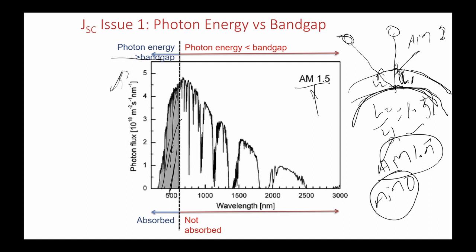AM0 is outside the atmosphere at this point. Outside the atmosphere is AM0, which can be used for the satellites which are outside the atmosphere. Now, this is the solar spectrum which is reaching the earth. So it is already very much less than AM0 or AM1.